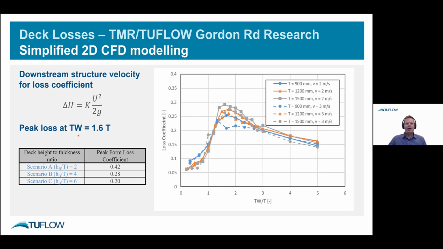Interestingly, the value of 1.6 here, the ratio of tailwater over T at which the peak loss occurs, so this position vertically here, doesn't seem to be very sensitive to that ratio of HB on T. It seems to occur at the same point.